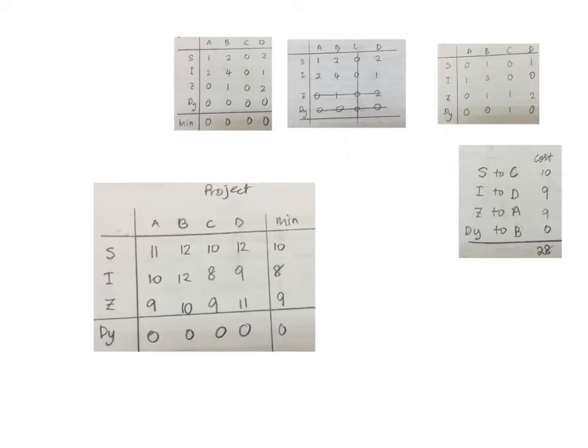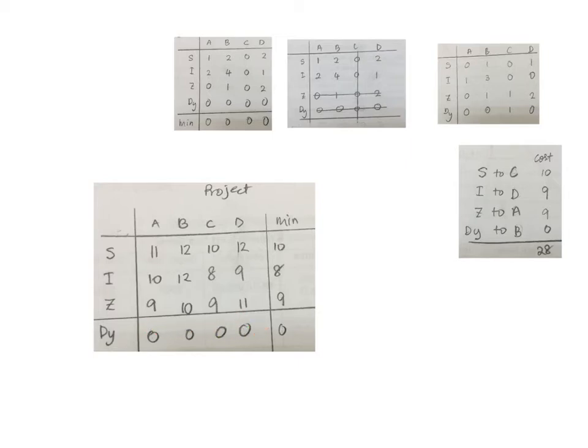Let's look at this assignment problem. Now we have three workers, so we have S, I, and Z. So we have three workers here, but we have four projects, A, B, C, D. So what we have to do is add another worker which we call dummy, and this dummy has 0 costs. Now if we are short of projects, let's say we have 4 workers here and we only have 3 projects, then we have to add a dummy project with 0 cost, so the column will be 0. In this case, the rows will be 0.